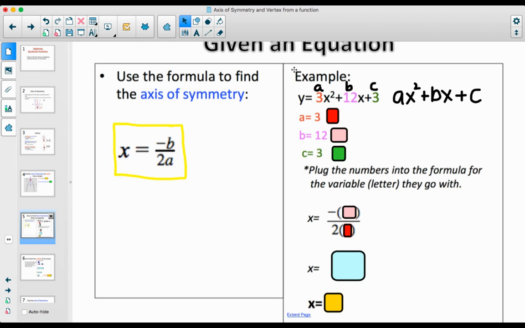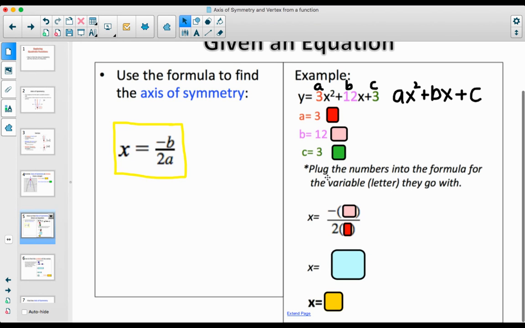We're going to need b and a, because those are part of the formula over on the left in the yellow box. We don't really necessarily need the 3 here because we're not dealing with c, but we'll need that later on. So let's look down here. My directions say plug the numbers into the formula for the variable, and again, variable means letter, they go with. So again, our formula is negative b divided by 2a.